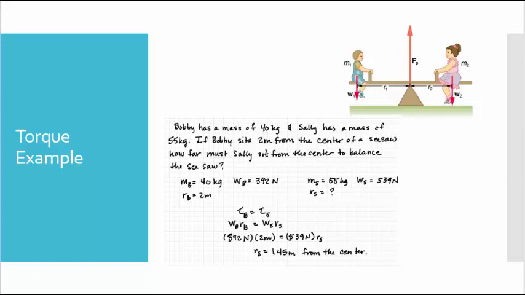And if you set up the torque for Bobby's side equal to the torque for Sally's side, the force times the lever arm for Bobby is equal to the force times the lever arm for Sally. Plug in the numbers and you get that Sally should sit 1.45 meters from the center. Remember, she's got more mass, so she sits closer to the center.